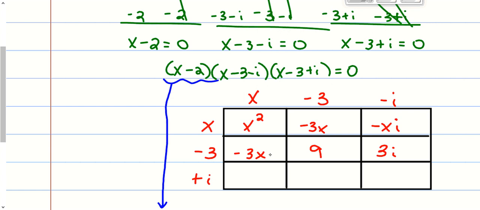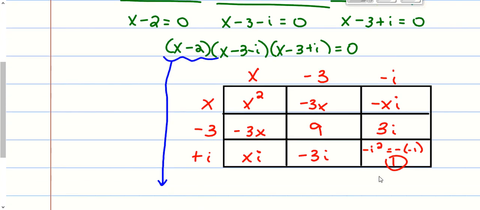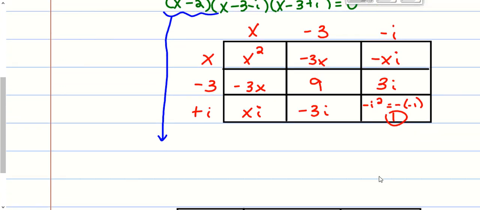Positive i times positive x is positive xi. i times negative 3 is negative 3i. And i times negative i is negative i squared. But remember, i squared is negative 1. So I have negative negative 1, which is positive 1. So let's take that and write the answer for that here.